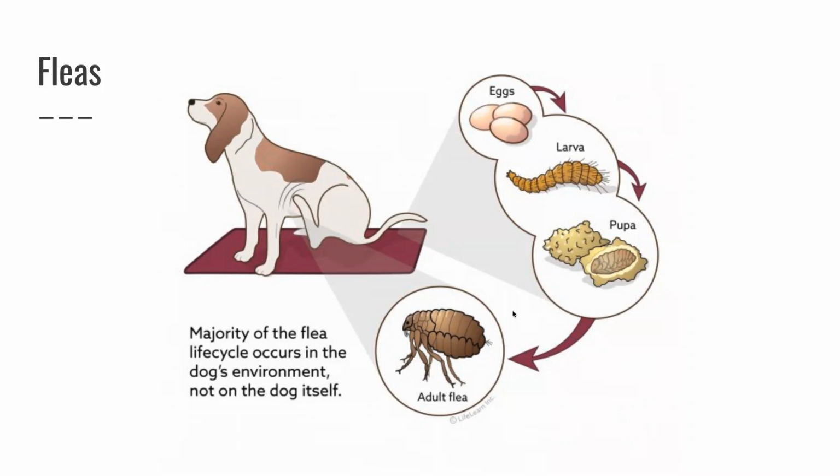And most of this life cycle doesn't occur on the thing that they're feeding on, right? It actually occurs somewhere else. So if you've ever had dogs that have fleas, you have to check their bedding and carpets and things like that, because that's where a lot of the eggs and the larvae hang out.